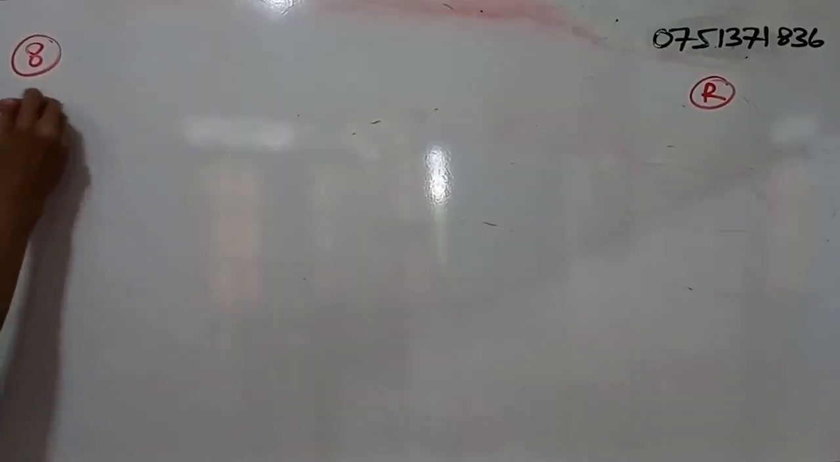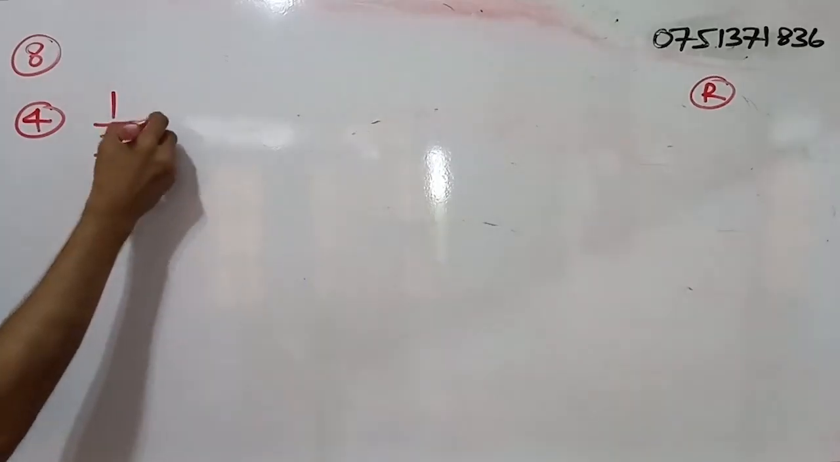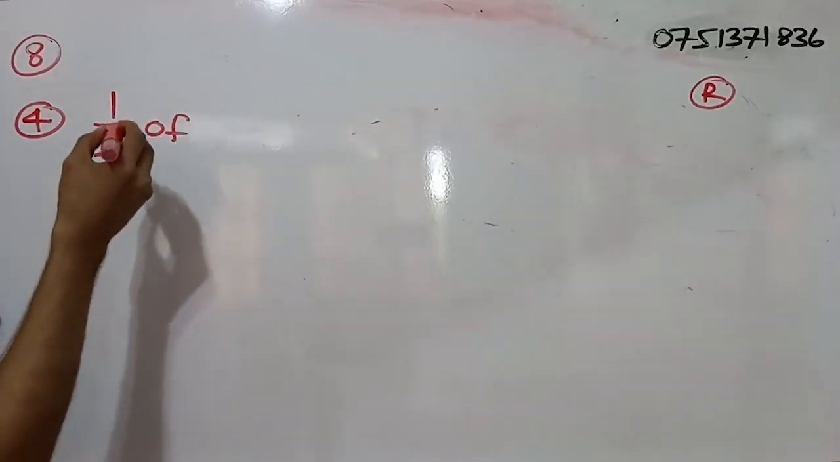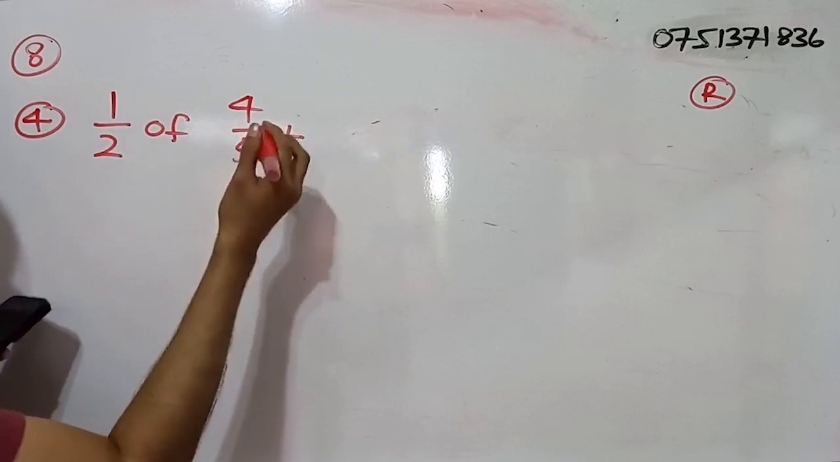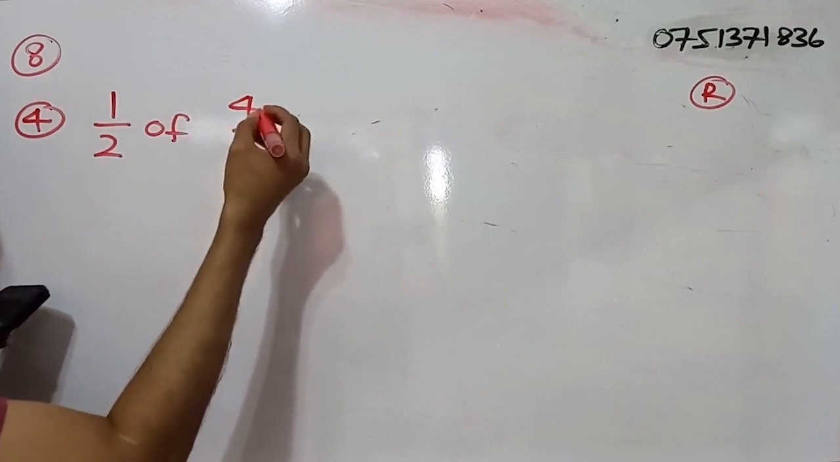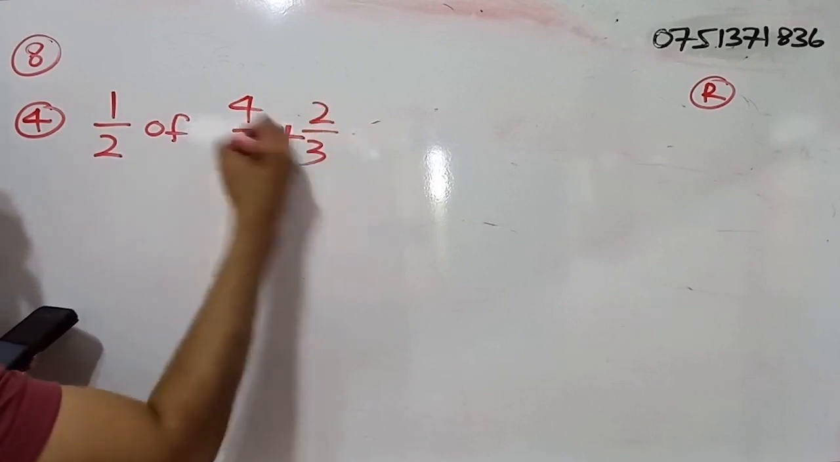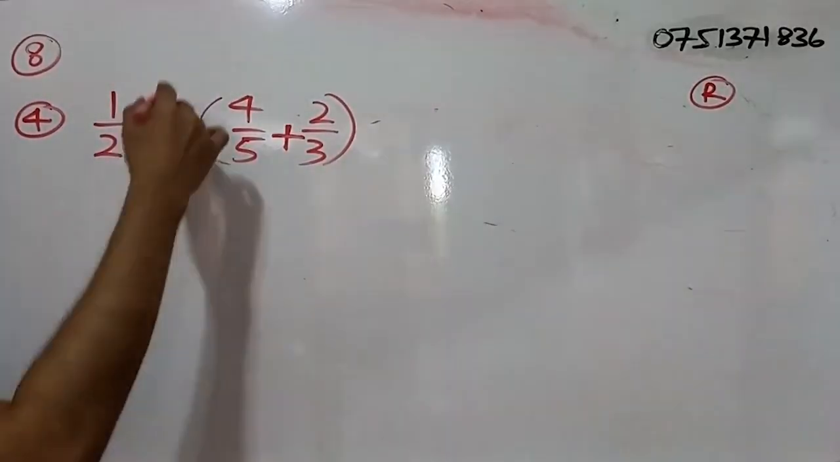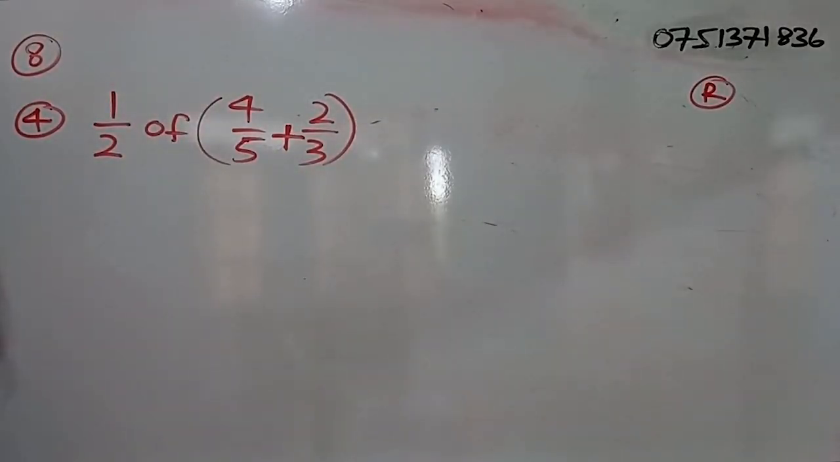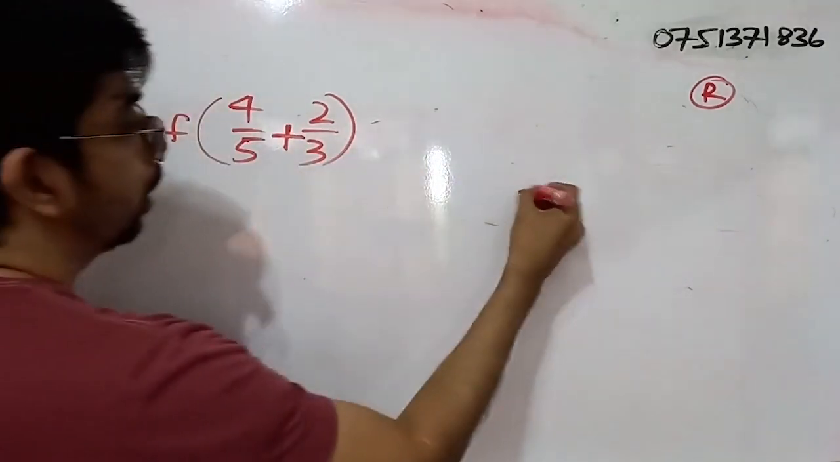Right. Part 4. What do we have? Half of 4 by 5, to that we have to add 2 by 3. So we have to do the simplification according to the BODMAS rule. So we have to start from the brackets, right? So we will do the short method, right? So here we get what?